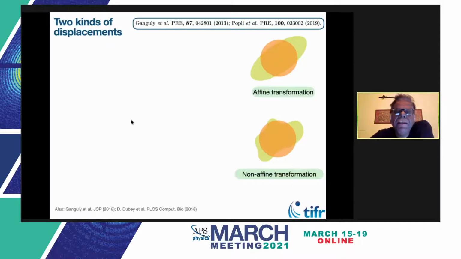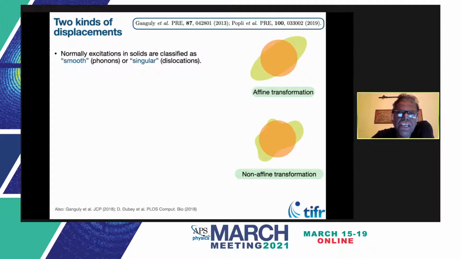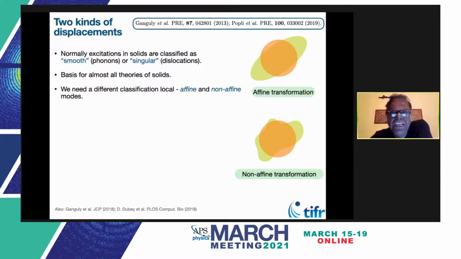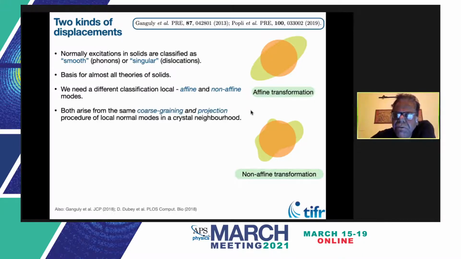So the idea is that in all theories of solids, excitations in solids are usually classified as smooth displacement fluctuations, which are phonons, and singular, which is coming from dislocations. Okay, this is the basis for almost all theories of solids. We actually need a different classification, and we classify them as locally affine or non-affine. What is affine? Affine is that you take a circle and you transform it into an ellipse.